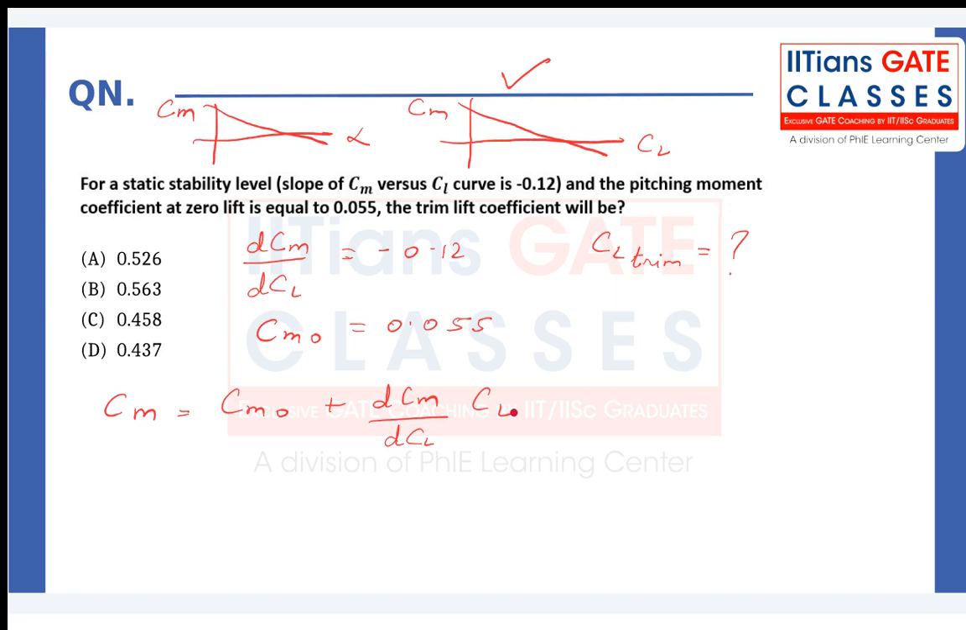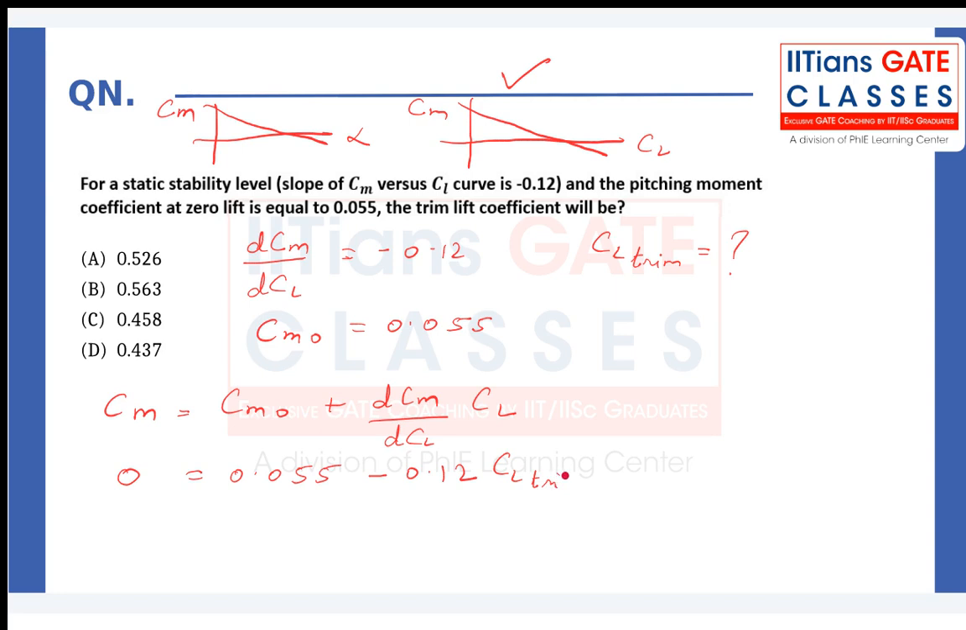So when it's at trim, what do we see? The value of the pitching moment coefficient CM is zero. So just plug in zero here. And CM naught is given to you directly, 0.055. The slope is negative, so is this aircraft longitudinally stable or unstable? Static stability. Stable, correct. Why? Because your slope is negative, right? So minus 0.12, and you have CL trim.